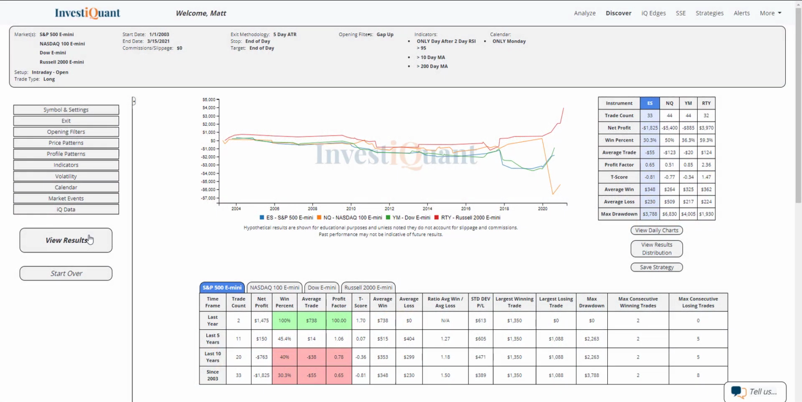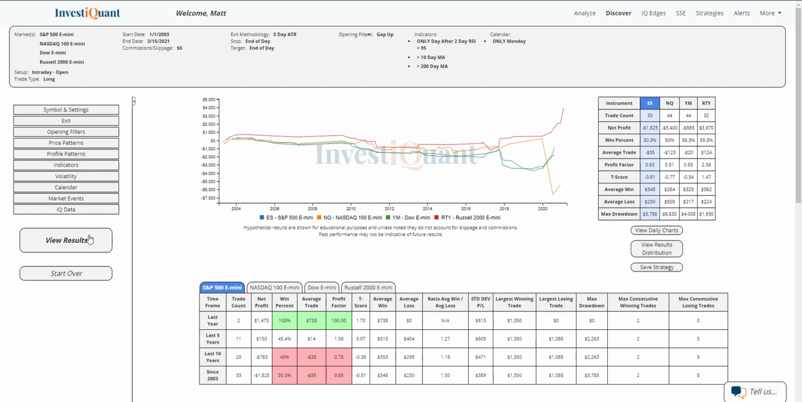These are the results of going long at the open, 9:30 a.m. Eastern Time, exiting at the close, 4:15 p.m. Eastern Time, when you gap up on a Monday following a 2-day RSI reading of greater than 95. This is taking place above a 10 and 200-day simple moving average. Historically, the S&P has 33 samples, the NASDAQ 44, the Dow 44, and the Russell 32.